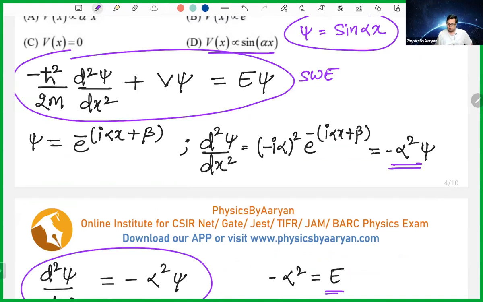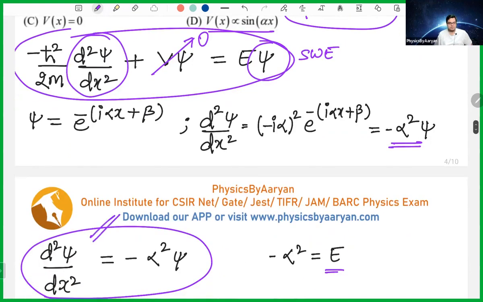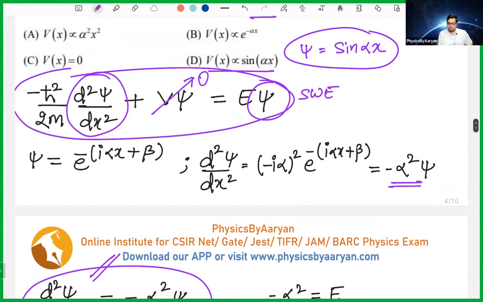This equation will be true if you make this equal to 0, and then you can clearly see that d square phi by dx square will be directly proportional to phi, as you have in this case. But let's say your potential is not 0, it is alpha square x square. Then d square phi by dx square is not directly proportional to phi. You then have to take this term on the other side, and it will be proportional to 1 minus alpha square x square, or 1 minus e power minus ax, or 1 minus sine alpha x.